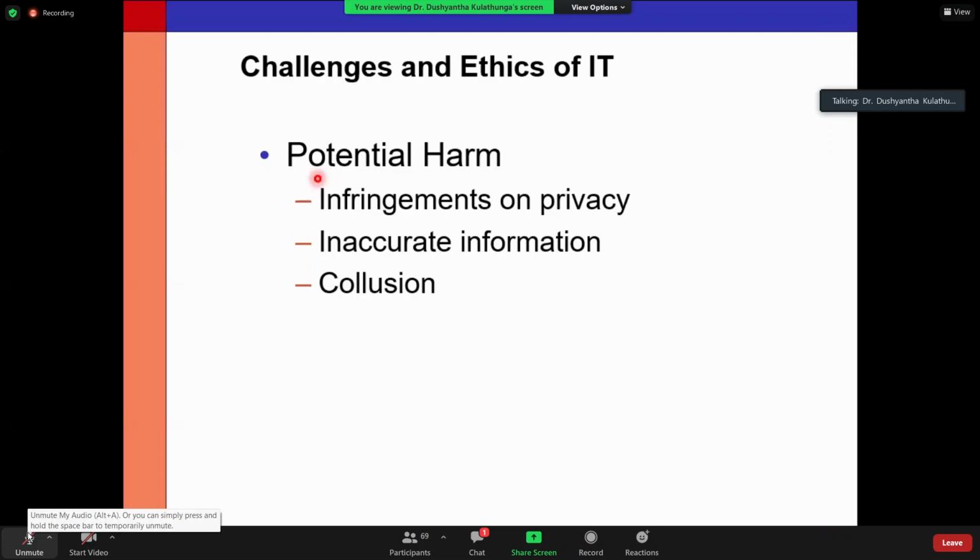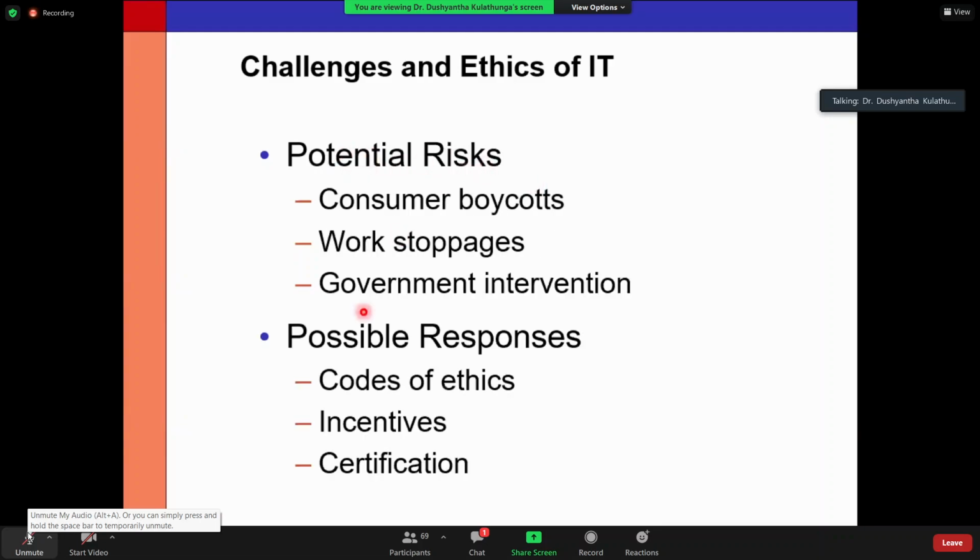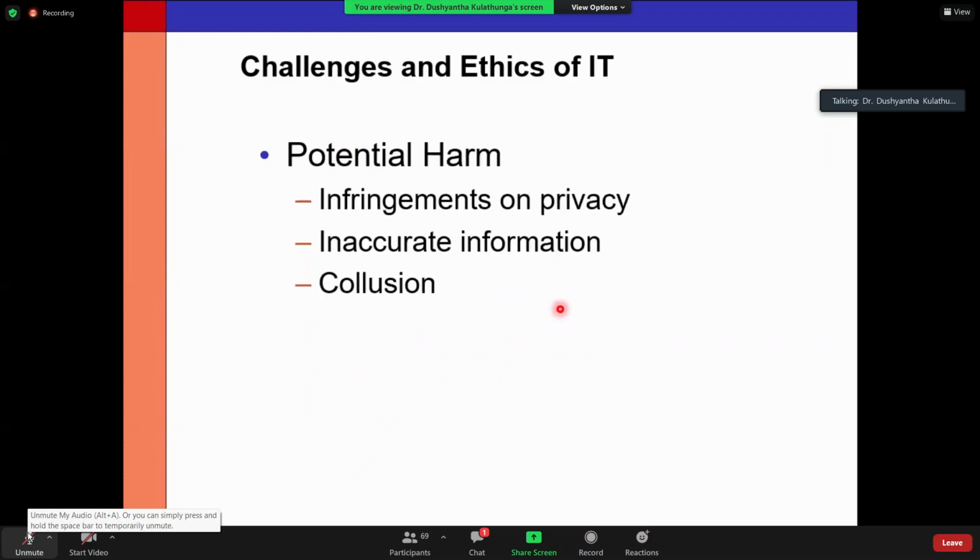Now we are discussing under several topics or subtopics. One is potential harm, then potential risks, and then possible responses. So we will start with potential harm. There can be challenges for the organization, and also some ethical issues involved in utilizing information technology within the organization.